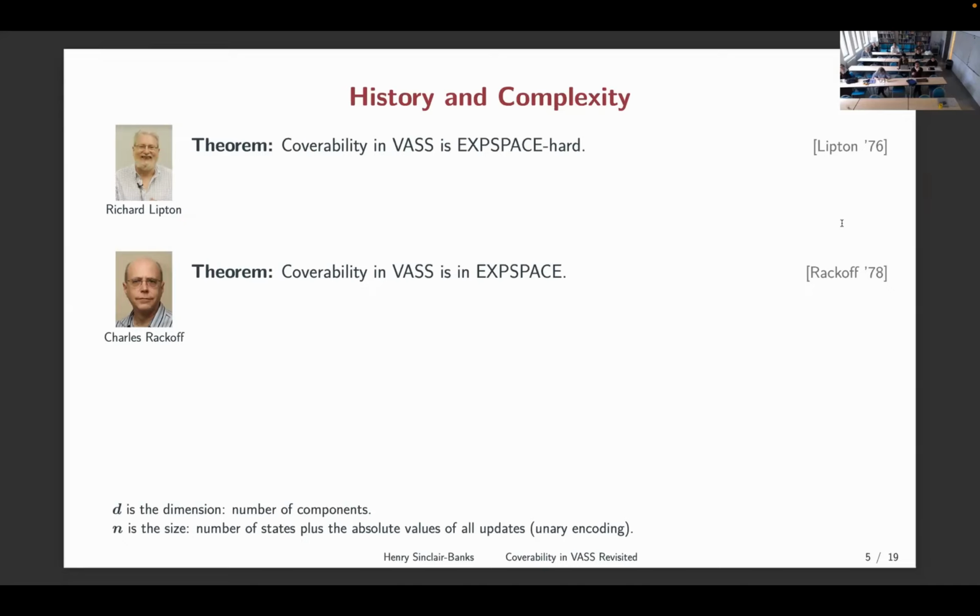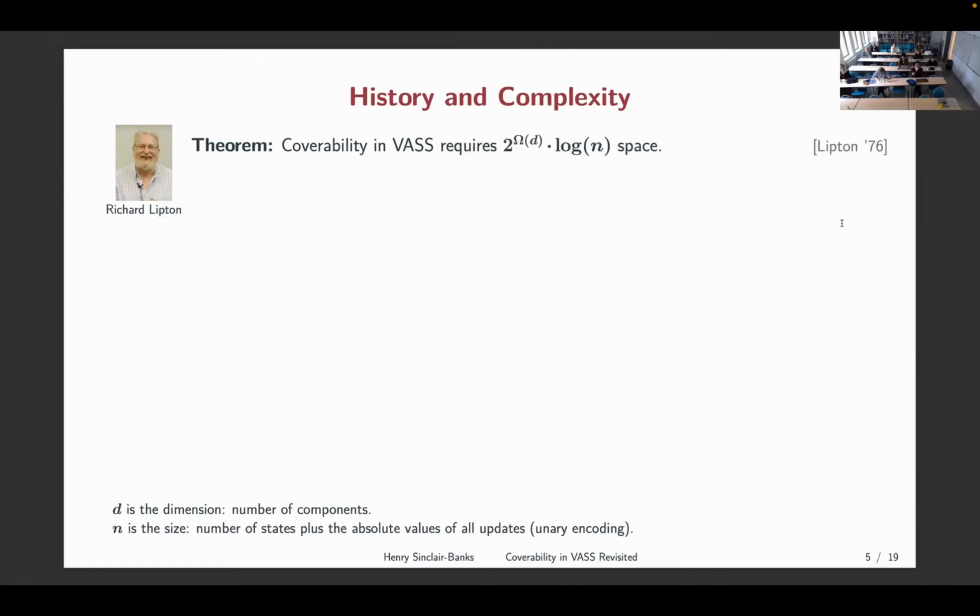Well, the point is, let's look a little bit closer. Actually, Lipton said specifically that coverability in VASS requires something like 2 to the d times log of the size of the system space to be really exact. And the way he went about this was by constructing particularly nasty instances, as one might expect. They require doubly exponentially long runs, like n to the 2 to the constant times d. They are aptly known as Lipton's construction.